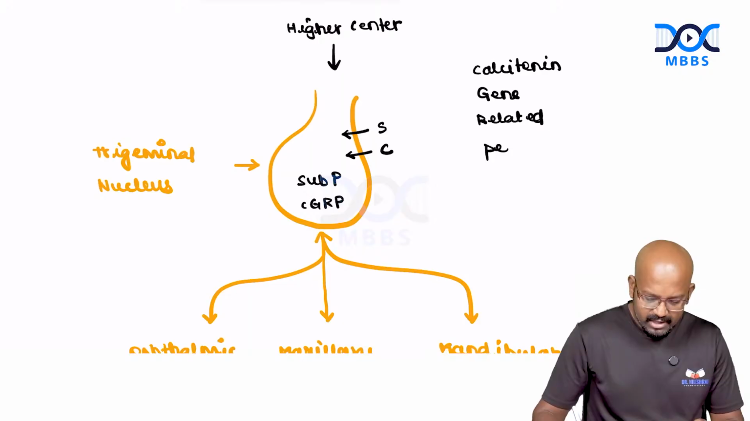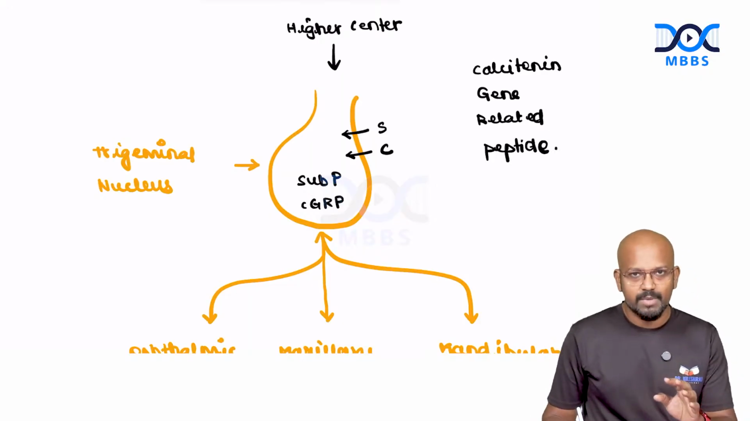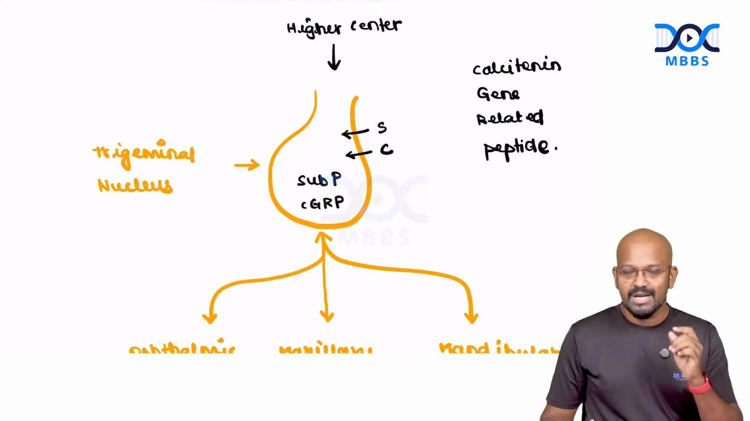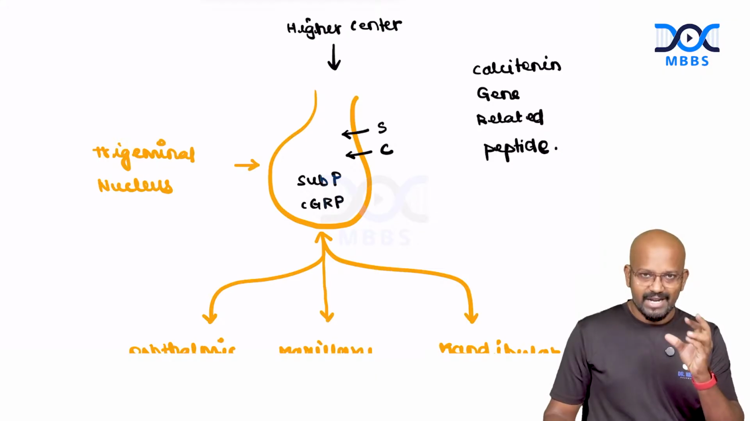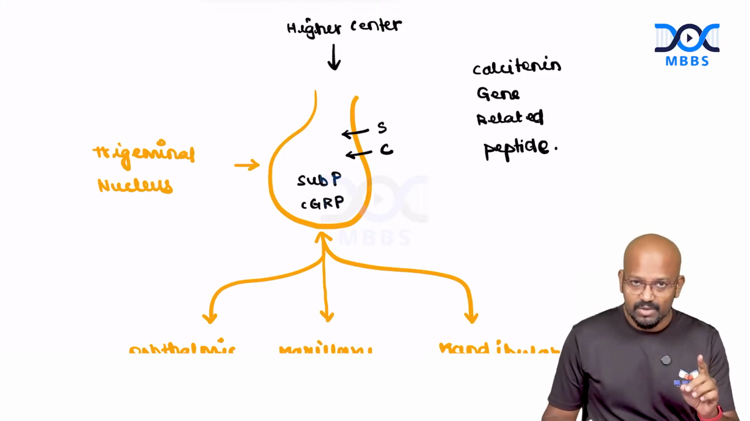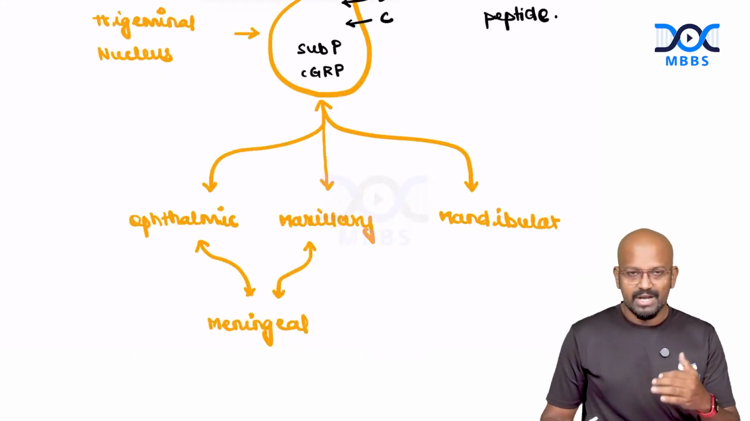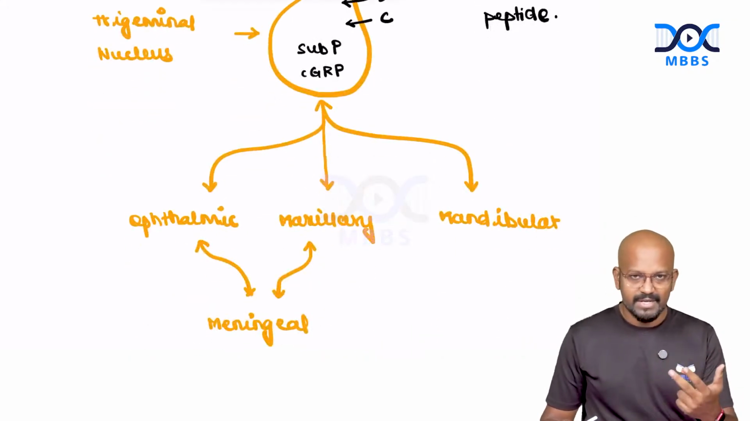This is primarily a vasodilatory vasoactive peptide. It's a vasoactive peptide, which means the action of this is going to be happening in the blood vessels. And this is primarily a vasodilatory peptide. It's not a vasoconstrictive one. When substance P and CGRP are getting released out, as we know, trigeminal neurons have three major subtypes.